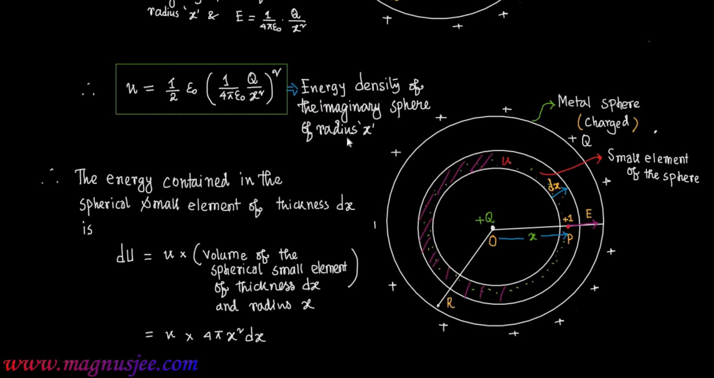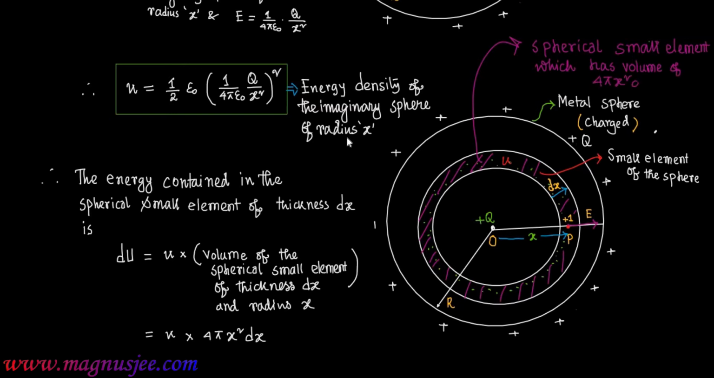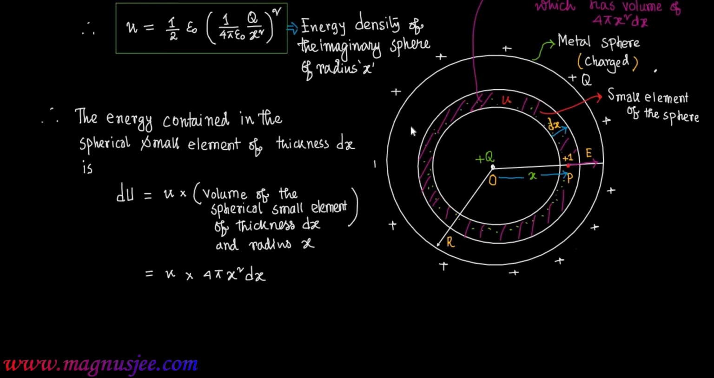Now we can denote the spherical small element of the sphere of radius x. This is the spherical small element of the sphere of radius x and thickness dx, which has the volume 4 pi x square dx.